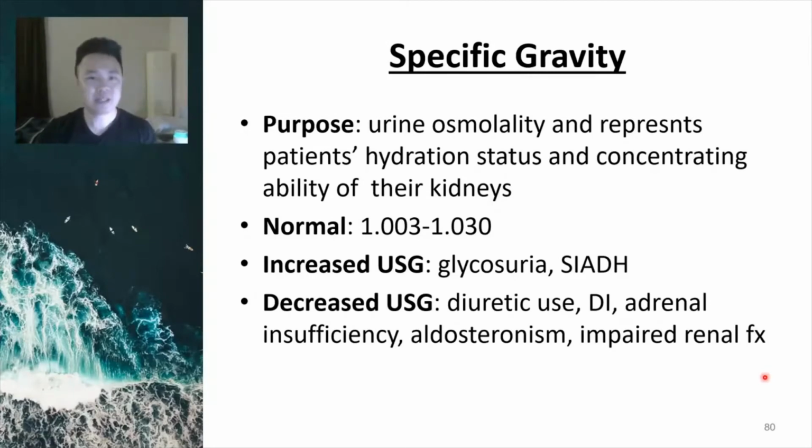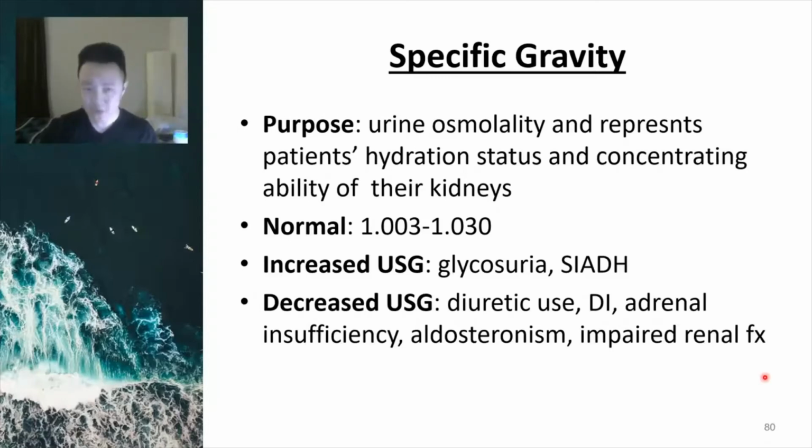Here are different tests that are conducted during a urinalysis. You can get the specific gravity test. In a nursing biochemistry class, I taught that a while back. This measures the urine osmolarity. It represents the patient's hydration level and concentrating ability of their kidneys. A normal level should be 1.003 to 1.030. Okay, that's specific gravity, so they compare the gravity of two different substances.